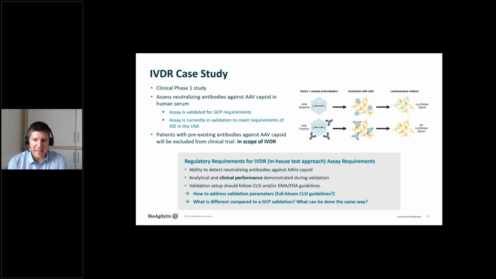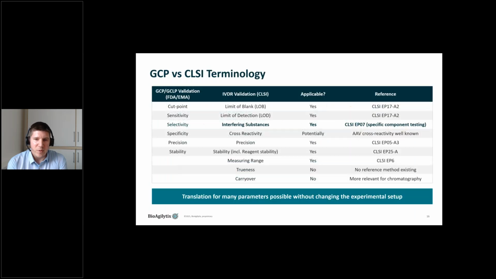And if you go to the next slide, you saw a similar slide in Luke's presentation. You could go through the parameters that are used in the GCP validation, like cut point, sensitivity, selectivity, specificity, and so on. And you can look at the CLSI guidelines, what is actually the definition of the parameters they are using there, like limit of blank, limit of detection, interfering substances, and so on.